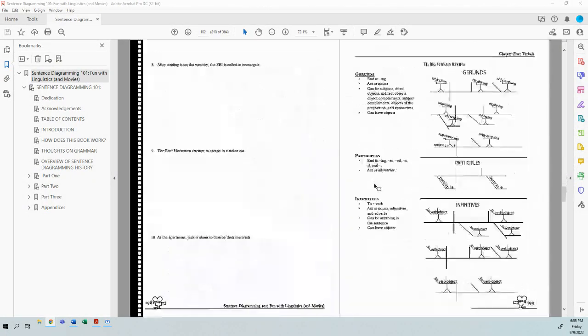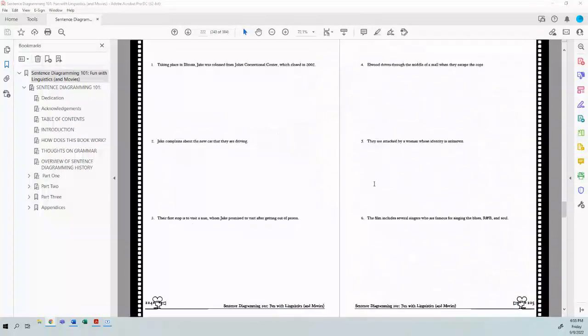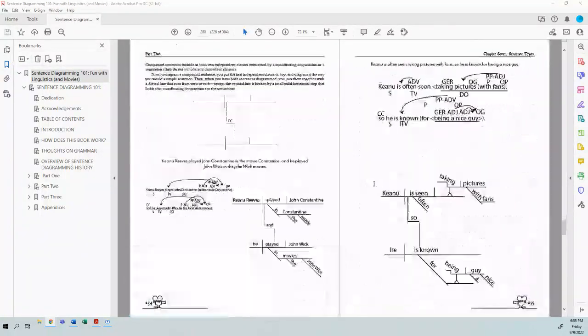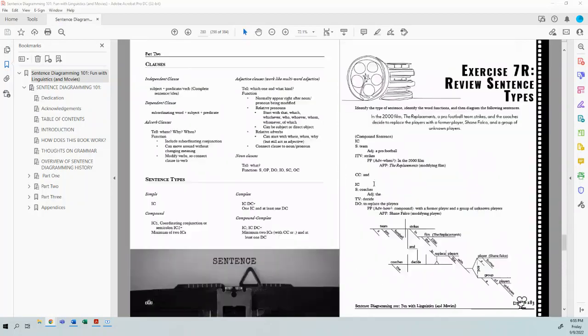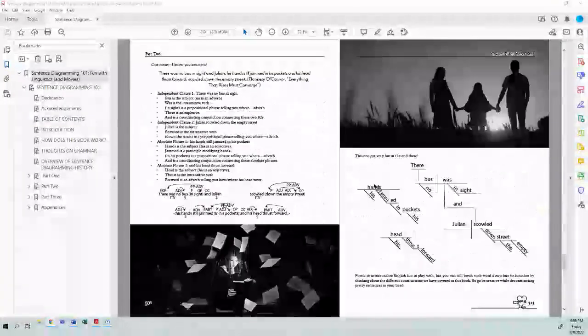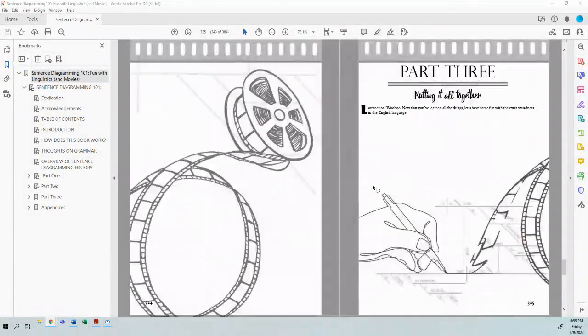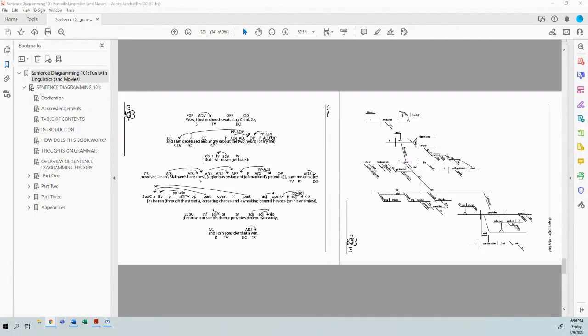But that is sentence diagramming, and I hope you enjoy movies because all of our examples and all of our exercises have something to do with movies. And then at the very end, this is that monstrous sentence, right? And then here's how you would diagram it. It's sideways because in the book, it's easier to just look at it sideways than it is to look at it vertically.